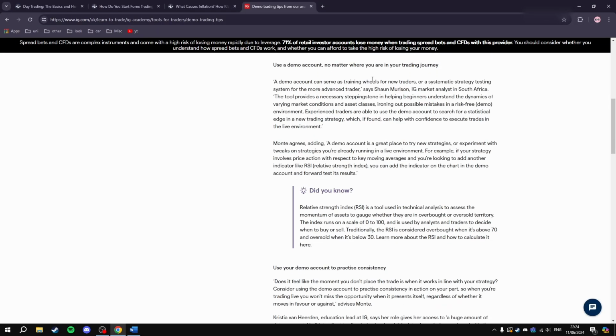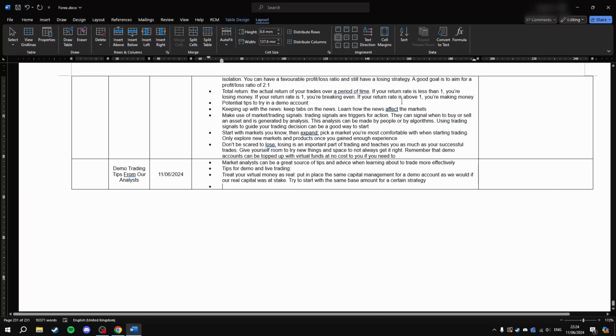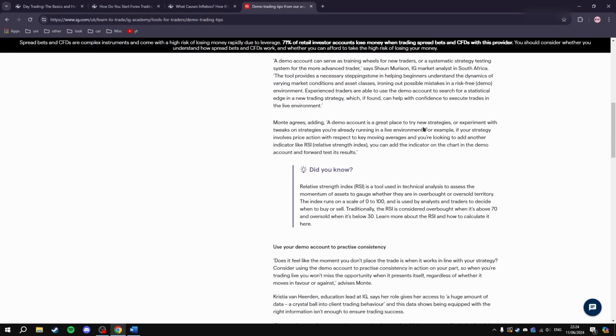Use a demo account no matter where you are in your trading journey. A demo account can serve as training wheels for new traders or a systematic strategy testing system for the more advanced trader, says Sean Morrison, IG market analyst in South Africa.